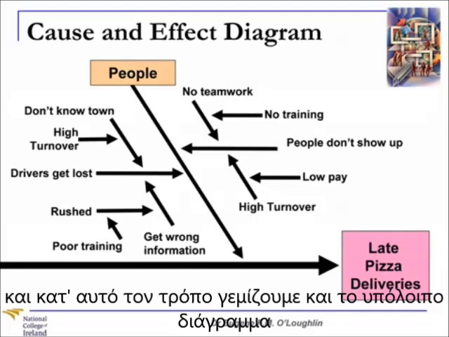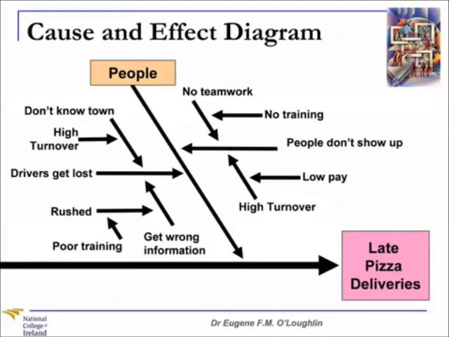Under the drivers get lost category, you can see we have two possible main causes here. They don't know the town, or they get wrong information. And each of those in turn has a possible cause. For example, they don't know the town. It could well be because of the high turnover in staff. So we put that down there. When they get the wrong information, it could well be because it's busy and their orders are being rushed. And because it's been rushed, poor training might well be a reason why people are not able to handle orders in busy periods. So we can fill out our cause and effect diagram for each category like this.